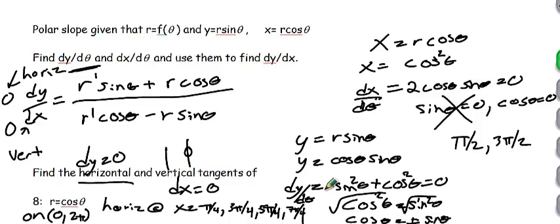Well, good luck with the vertical and horizontal tangents. The process is exactly the same thing. For horizontal, set dy equals 0. For vertical, set dx equals 0. Solving these trig equations is going to be the fun part about it. Doing the derivatives, that should not be a big issue. The question is, can you solve these two equations? And these are some of the tame ones. They're going to get a little hairy.